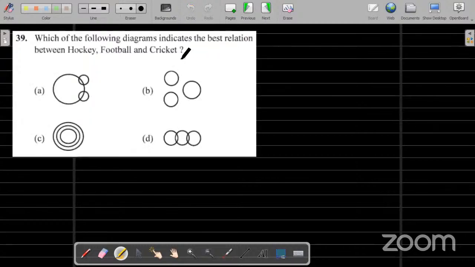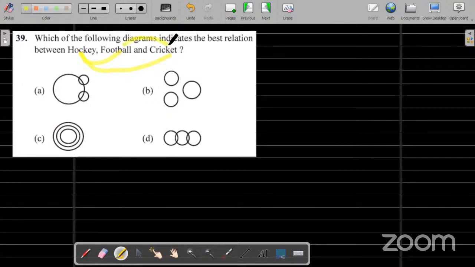Next one. Which of the following diagrams indicate the best relation between hockey and football? Can I say some hockey is football? No. There's no relation between hockey and football. Hockey is a particular game. Hockey is a game. Football also can be a game. And cricket. Hockey and cricket, any relation? No. Some hockey is cricket, some cricket is hockey. No, nothing like that.